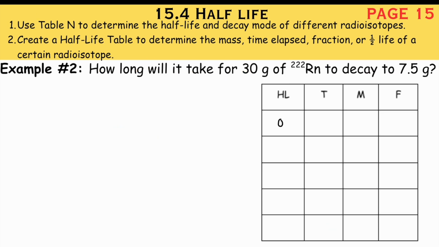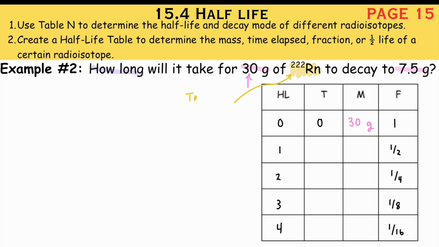Starting out our table the same way, for half-lives we go 0 to 4. For fraction, we go 1, 1/2, 1/4, 1/8, and 1/16. And then we can start out with time 0 as well. How much time will it take for 30 grams of radon-222 to decay down to 7.5 grams? It says we have a starting or original mass of our sample of 30 grams, so we can place that in our table. And now we have to write in what our half-life is.